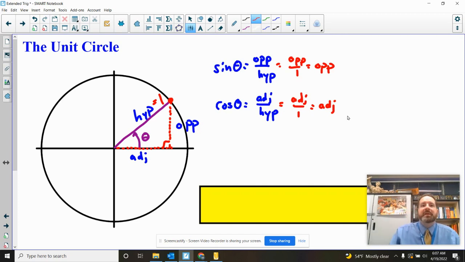And it gets even better than that. Think about this. If we recognize that, hey, the adjacent side here, well, that's just the distance from the origin sideways to this red point up here. That's the x-coordinate. Well, then the adjacent side just has the same length as this x-coordinate.